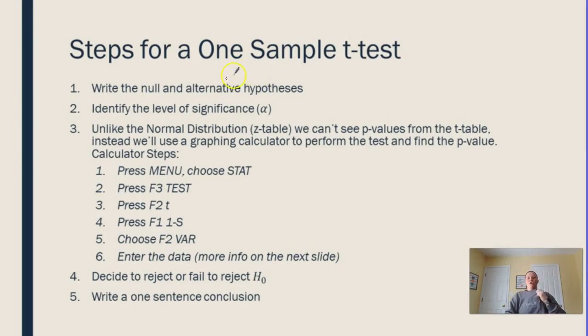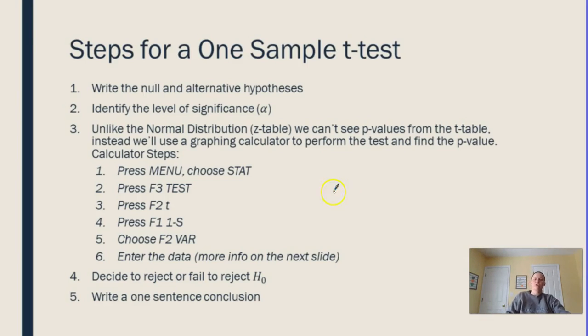We're going to write the null and alternative hypotheses. We're going to identify the level of significance, the alpha that's going to be given to us in the problem. And then here's where it's going to get a little different. When we did the z-test, we would look at the z-table and we could get the p-value from the middle of the table. The t-table doesn't work like that. It gives us the critical value. It doesn't give us a p-value, but we can get a p-value from a graphing calculator.